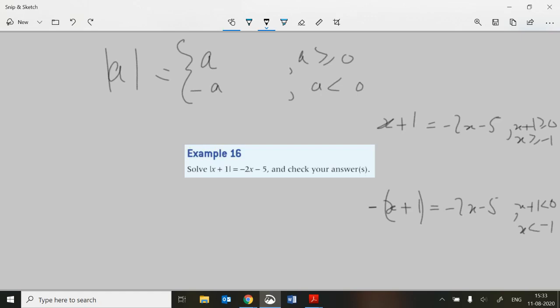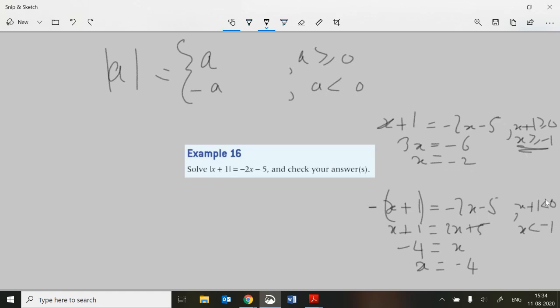So let's actually solve these. In the first one, if we take the 2x to the other side, we get 3x is equal to, taking the 1 across, minus 6, so x is equal to minus 2. For the second one, multiplying both sides by minus 1, we get x plus 1 is equal to 2x plus 5, and taking the x and the 5 off, we get x is equal to minus 4. So we've got two answers.